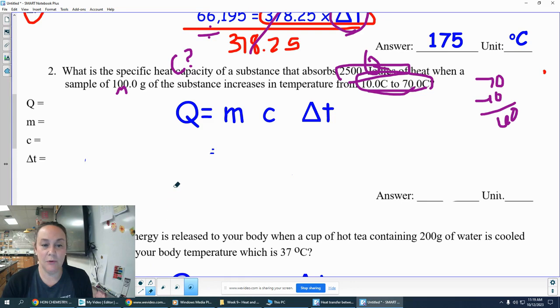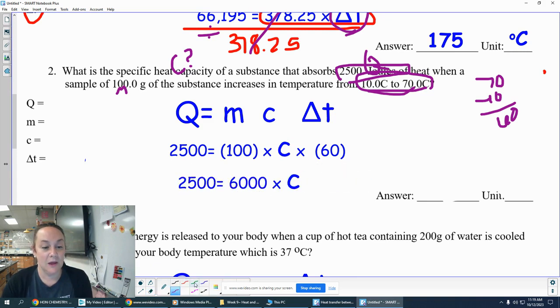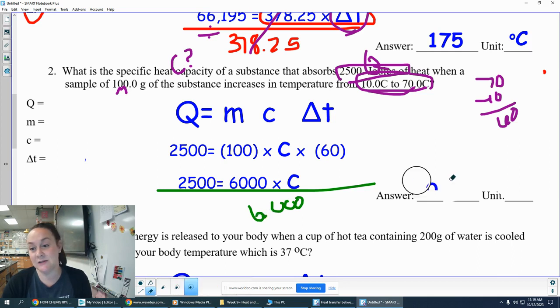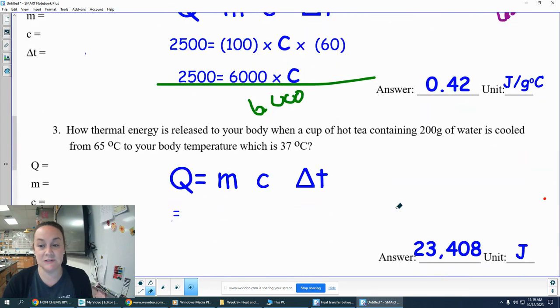So once I went ahead and put these in here, and hopefully you got this, you got 2,500 is equal to 100 times C times 60. I'm going to combine those together. And then, in order to get C by itself, I'm going to divide 2,500 by 6,000. And when I divide that by 6,000, I get a nice small number, which is 0.42. Got to have a unit. And the unit for C, if you look at the top of that paper, is joules per gram degree Celsius. Oh, apparently I'm just giving answers over here. Wonderful.